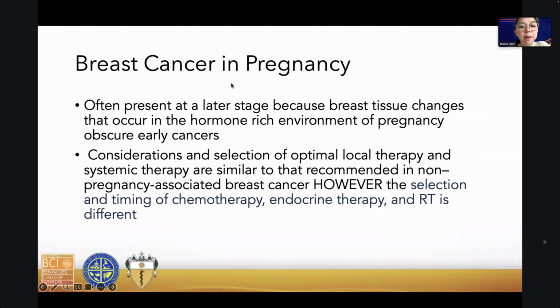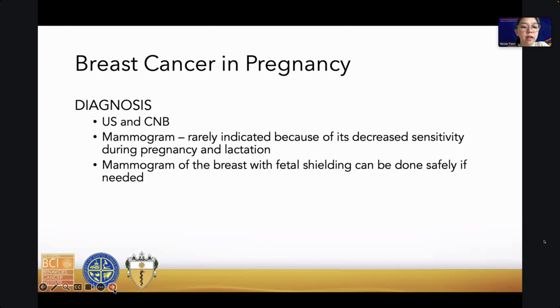Now, breast cancer in pregnancy usually presents at a later age because of changes due to lactation and the hormone-rich environment of pregnancy. Now, considerations for optimal local therapy and systemic therapy are essentially the same as patients who are not pregnant, except the timing matters. Timing is very important.